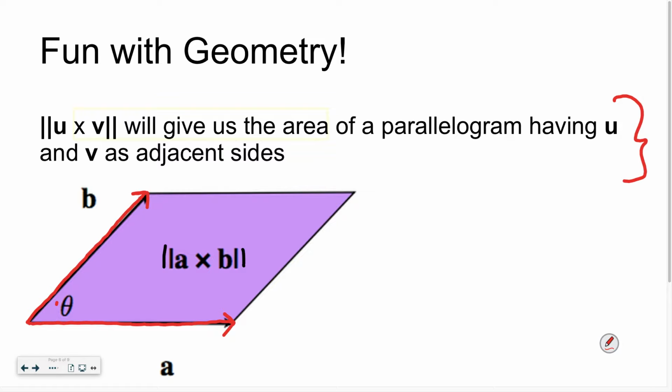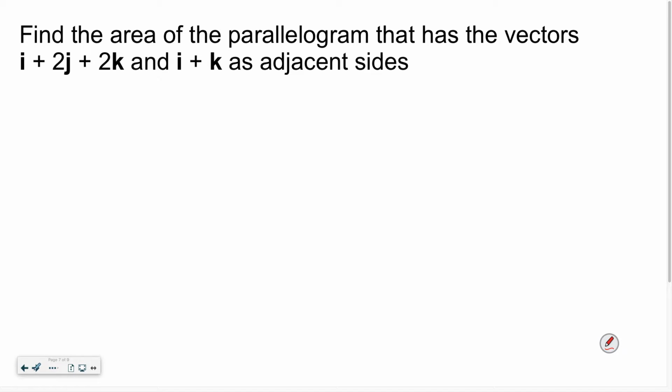All right, so I have an example for us on the next slide. We are going to find the area of a parallelogram whose adjacent sides are i plus 2j plus 2k and i plus k.